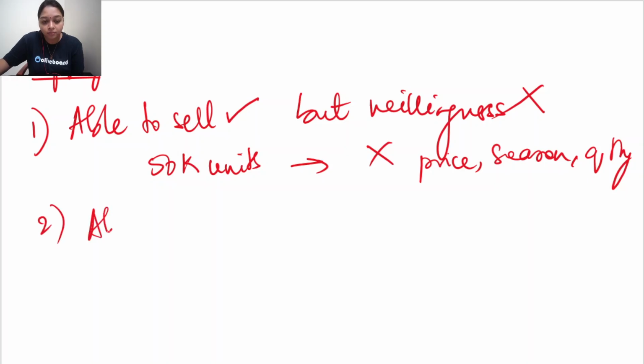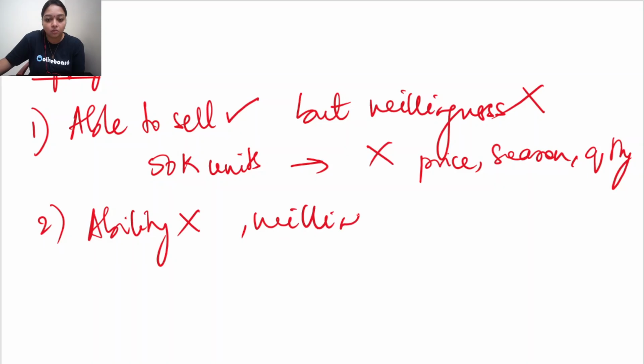Second thing, ability is not there but willingness is there. That means what?